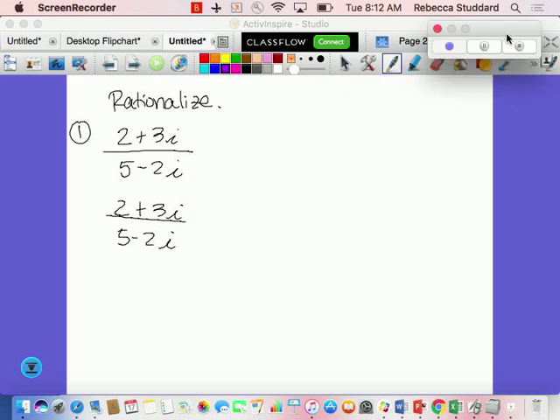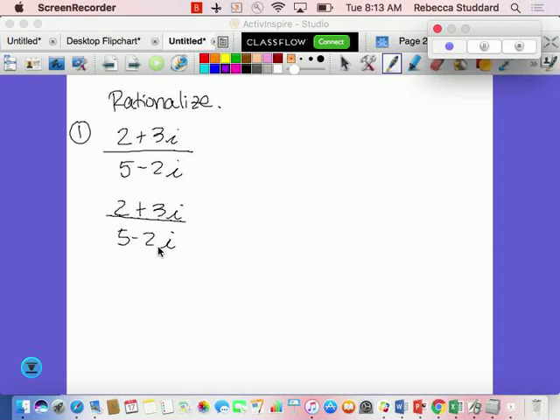Okay, so we are going to rationalize this complex number. We can't have an i in the denominator. Why? It's the square root of -1. i is the square root of -1, and you can't have a square root in the denominator and be simplified. So how can we get rid of the i's?